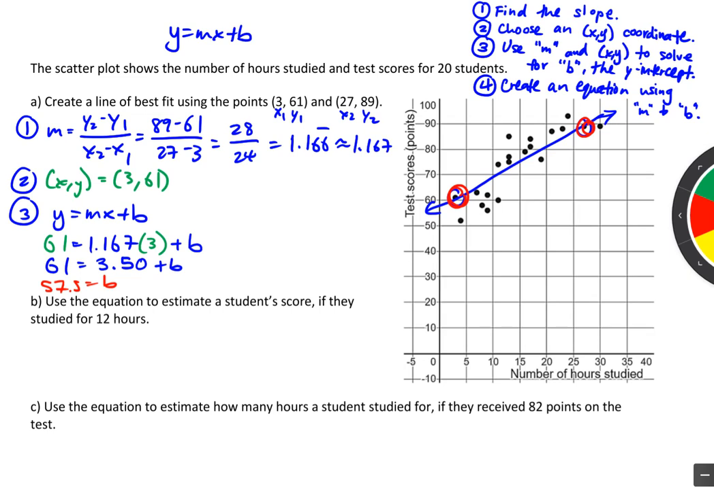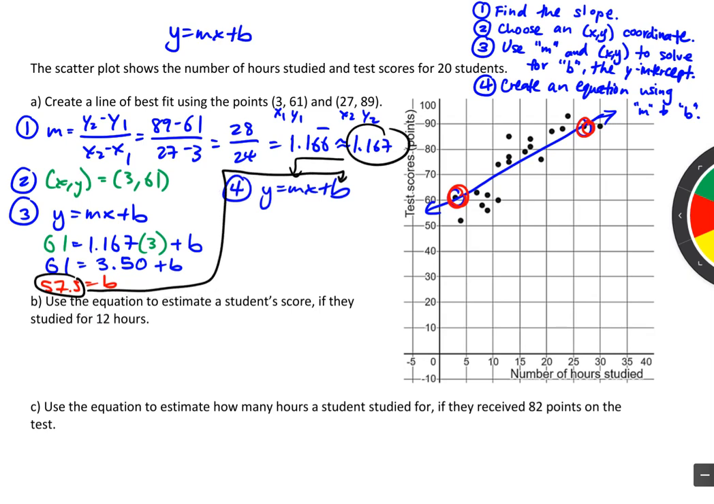Now we want to create an equation. That's step 4. So y equals mx plus b, and we use the slope that we found earlier and our y-intercept. We're going to use our slope 1.167, then x, plus our y-intercept, 57.5. So that is going to be our answer.